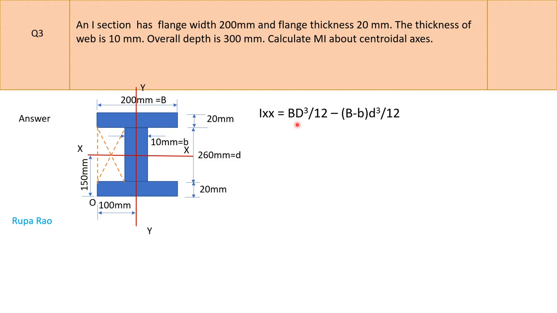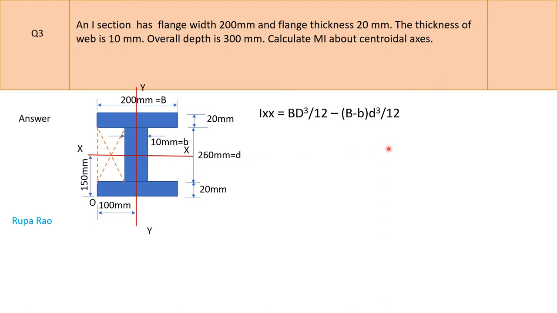Okay. So this is a very simple formula. Capital BD cube by 12 minus bracket open capital B minus small b bracket close into d cube divided by 12. Capital B is width of this flange. Capital D is overall depth of the I section, full depth of the I section. So I consider this full capital BD cube by 12 minus into bracket. Capital B is width of flange. Small b is width of this web. So when I do capital B minus small b, I get the width of the hollow rectangles together. And small d is height of this web.